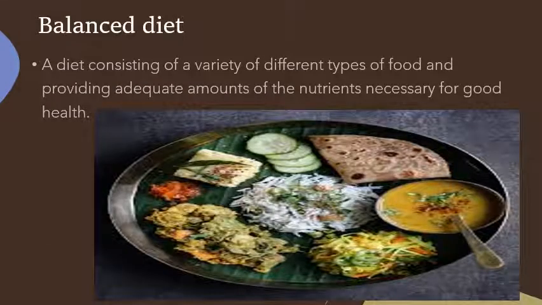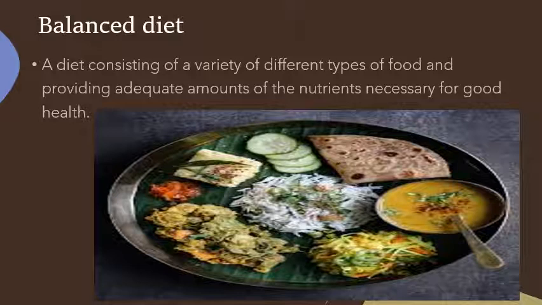Next is balanced diet. The food we normally eat in a day is our diet. For growth and maintenance of good health, our diet should have all the nutrients that our body needs in the right quantity, not too much of one and not too little of the other. The diet should also contain a good amount of roughage and water. Such a diet is called a balanced diet. A diet consisting of a variety of different types of food and providing an adequate amount of nutrients necessary for good health is called a balanced diet.